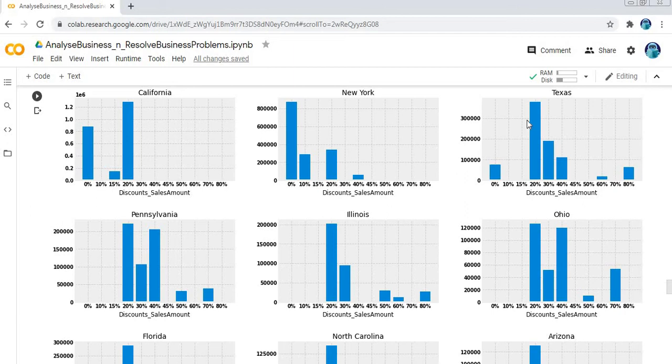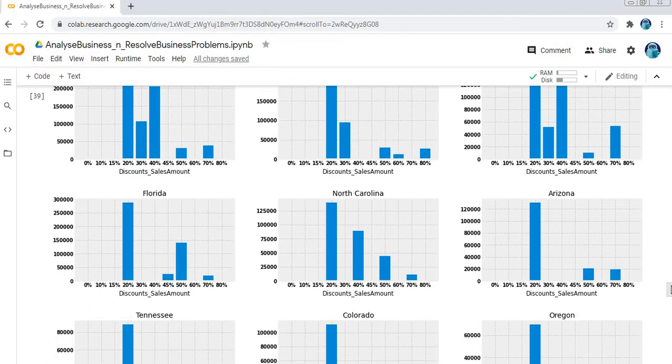Let's move forward with all the 10 states. We can find that only Texas has given no discount on a sale amount of less than 1 lakh. Whereas see the 20% discount up to 80%. In 80% also it has given the discount. If 80% is given on less than 10 lakhs, just imagine what the earning would be.